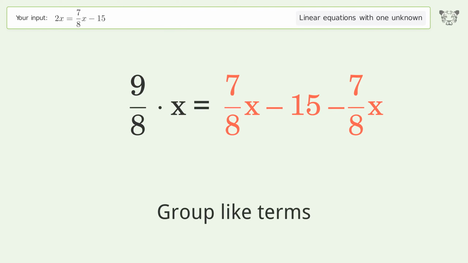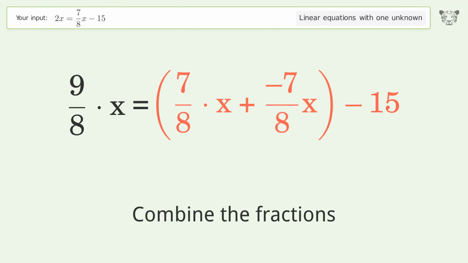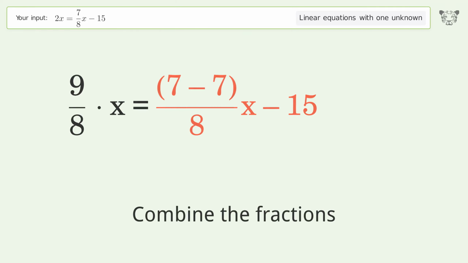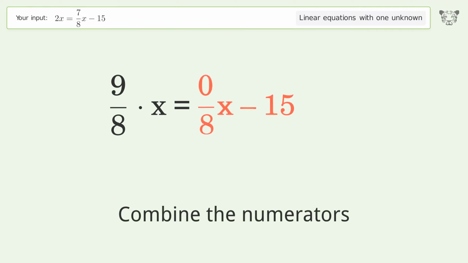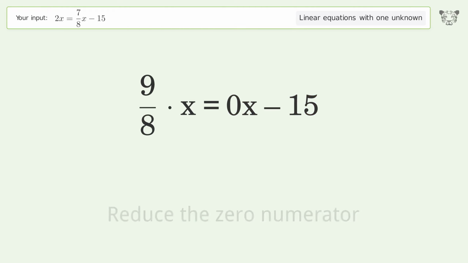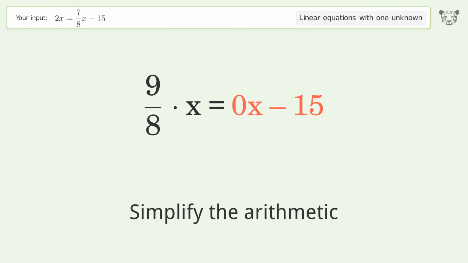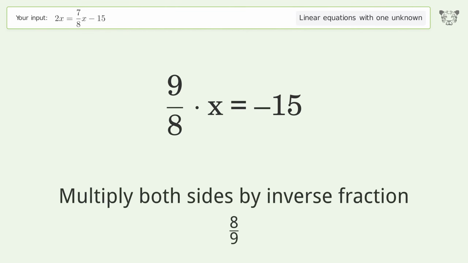Group like terms. Combine the fractions. Combine the numerators. Reduce the zero numerator. Simplify the arithmetic. Isolate the x. Multiply both sides by inverse fraction 8/9.